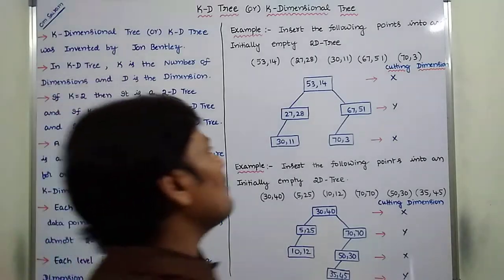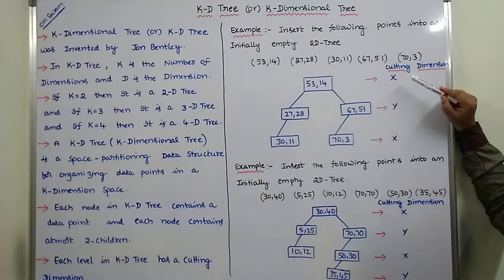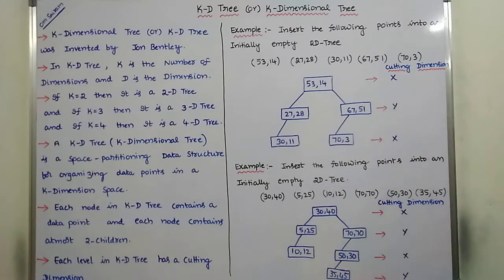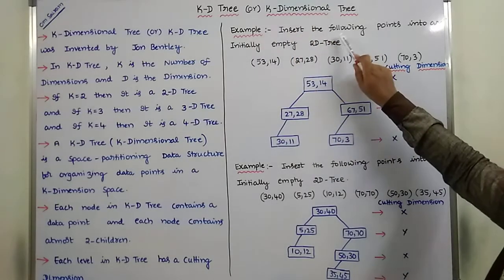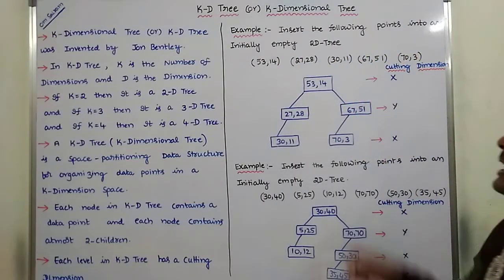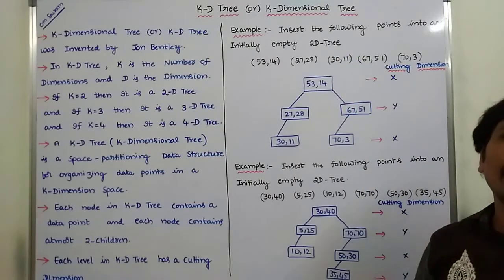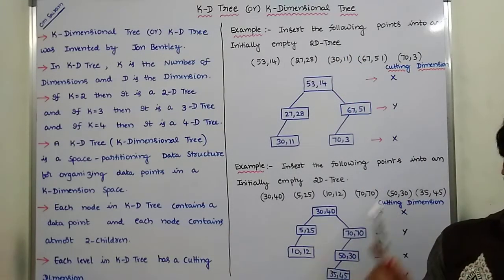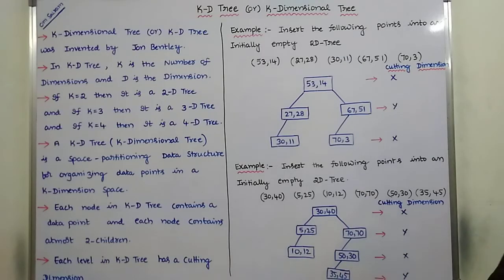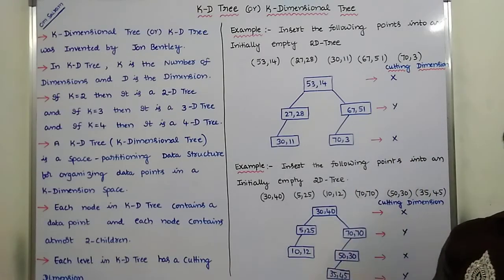Cutting dimension means which dimension we have to consider for its child. That can be discussed in this example. Example: insert the following points into an initially empty 2D tree. A 2D tree is a two-dimensional tree. Each data point contains two dimensions. First is the X coordinate, which is represented on the X dimension. The Y coordinate is represented on the Y dimension.